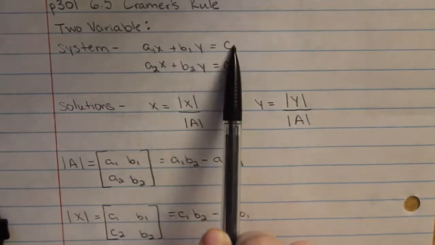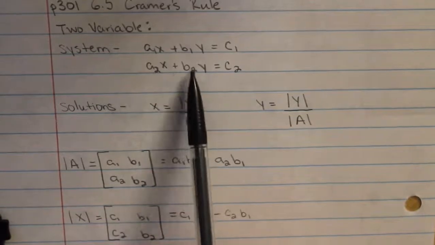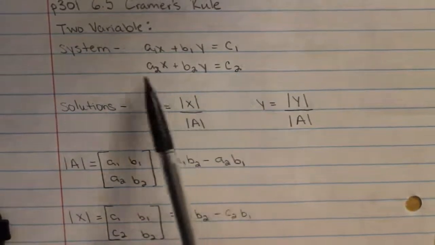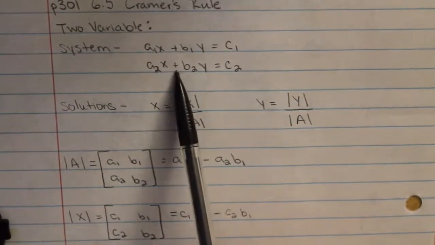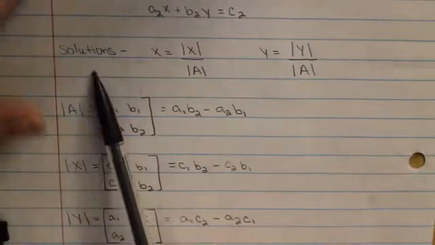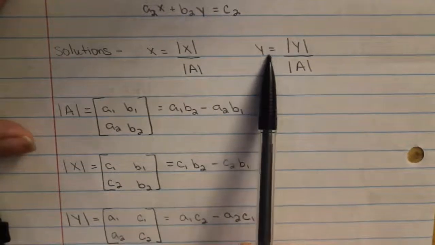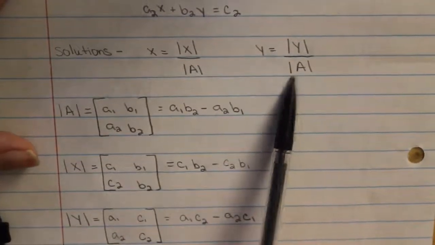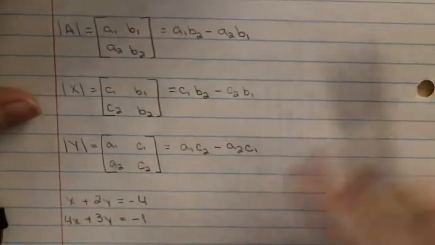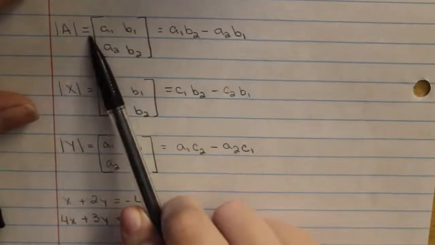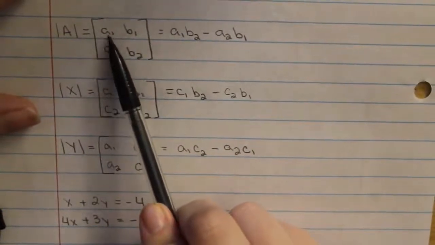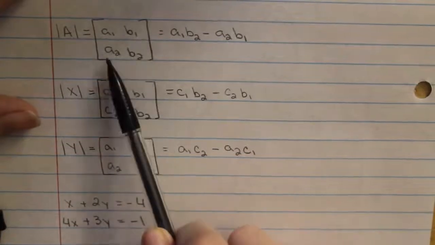a1x plus b1y equals c1, a2x plus b2y equals c2. You're going to understand why they're labeled the way they are in a second. Solutions are x is the determinant of x divided by the determinant of a. y is the determinant of y divided by the determinant of a. And then down here, I have how we set stuff up. So the determinant of a is simply going to be a1, b1, a2, b2.